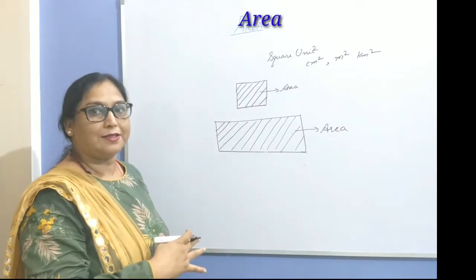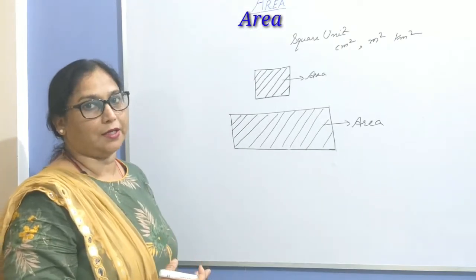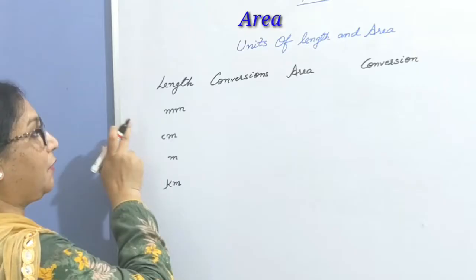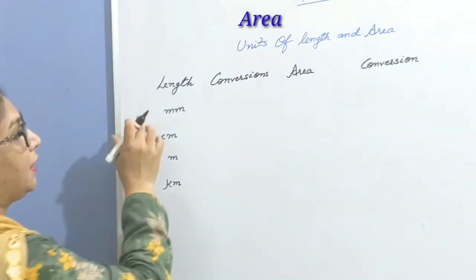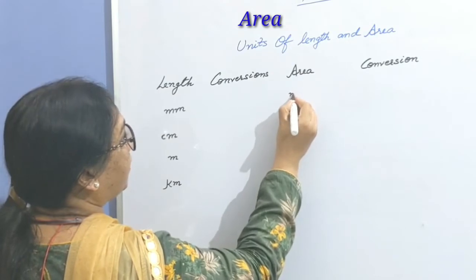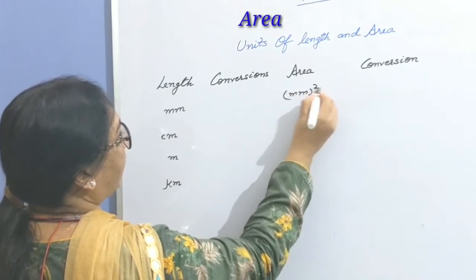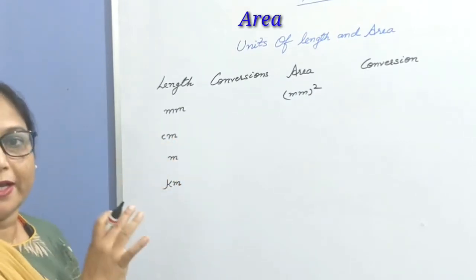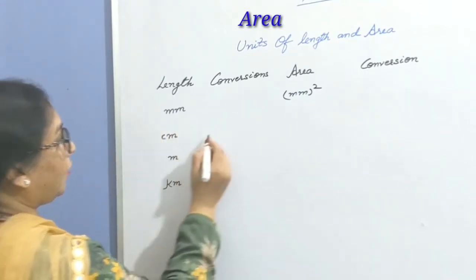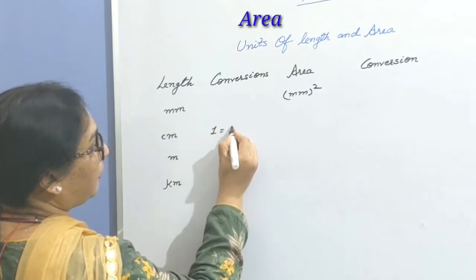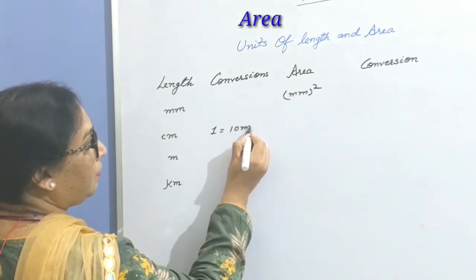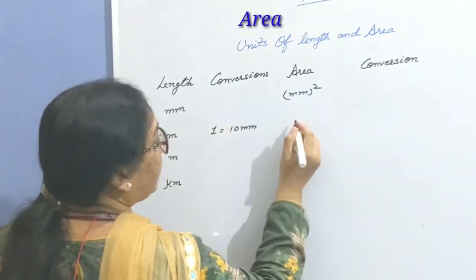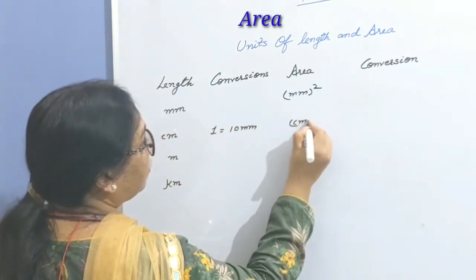Hence the area is measured in square units. Now let's revise the table of units of length and area. If the length of each side is in millimeter, the corresponding area is millimeter square. Clear? Now, if the length of each side is in centimeter, 1 centimeter equals how many millimeters? 10 millimeters. The corresponding unit of area is centimeter square.